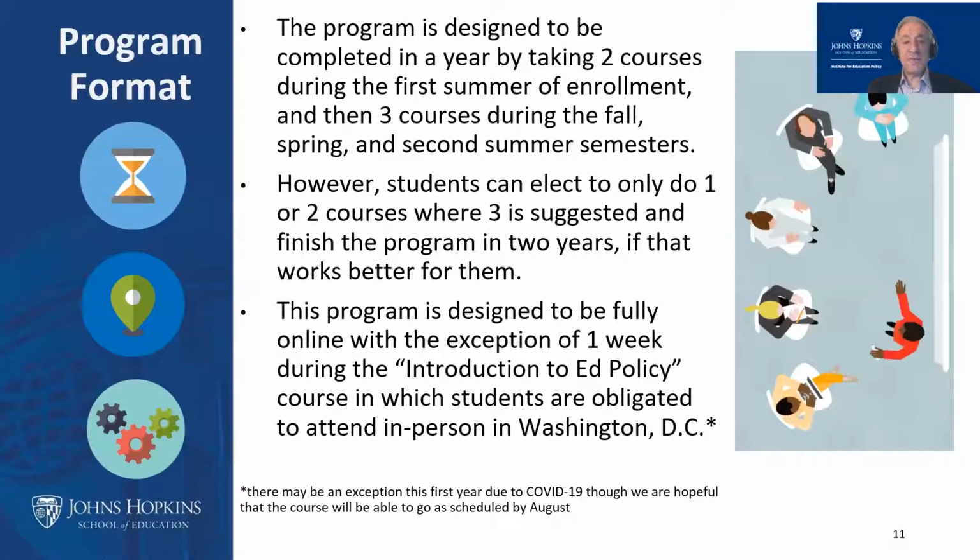So, as I said, the basic structure here is that you are taking a sequence of online courses. There is the Intro to Stats and the introductory course with its Washington, D.C. basis during that first summer. Then you take 3 courses in the fall, 3 in the spring, and then a course in the second summer. You can choose to do only one or two and then finish in 2 years if that works better for you. That is fine with us, and we would just know that in advance.